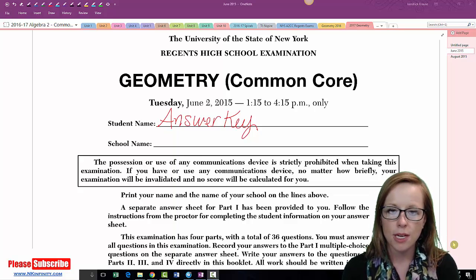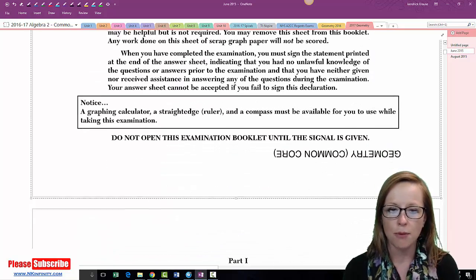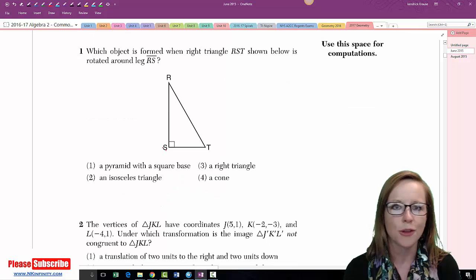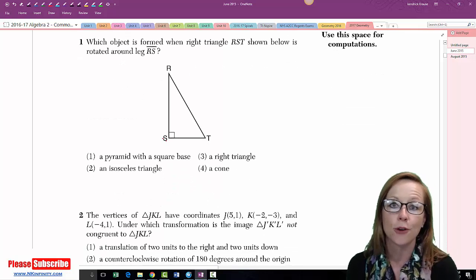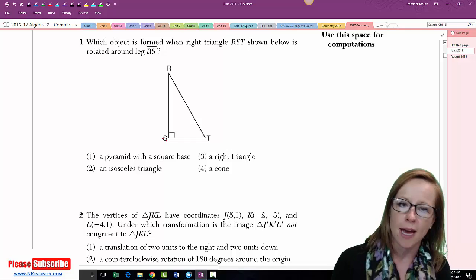So we're going to start going through here. All of the exams, I'm hoping to get them all up before the end of May, so hopefully we'll have full solutions for you by the end of May before you really start studying for your Regents exam.